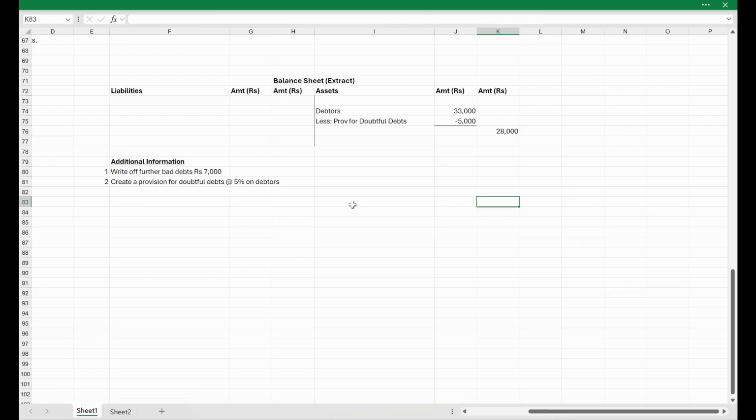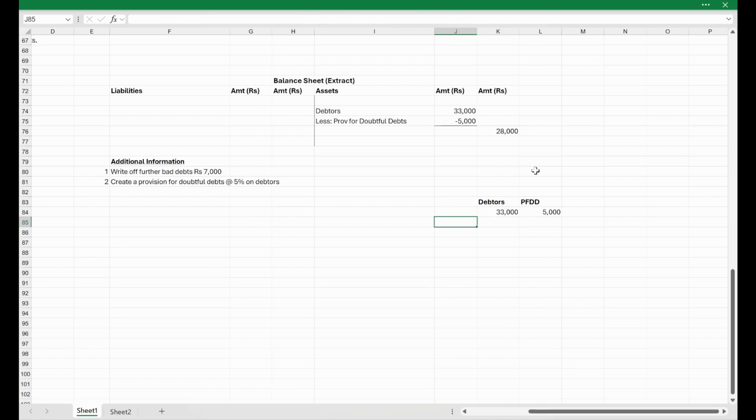on debtors. If you have a question like this, first step, you have to write down both the debtors value as well as the provision for doubtful debts that has been given in the balance sheet, because you have an old provision in the question and you also have further bad debts in the adjustment. Therefore, write like this: debtors and provision for doubtful debts nearby each other, and write the balance sheet values 33,000 and 5,000. This is the first step.